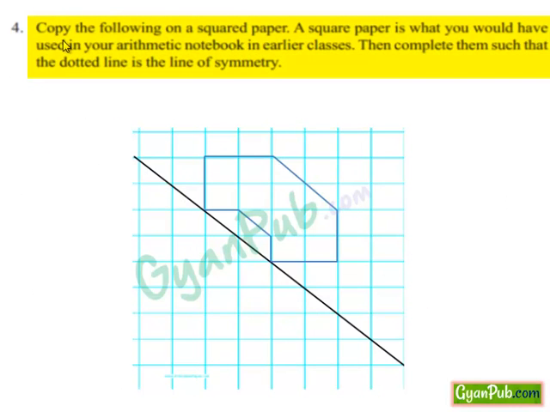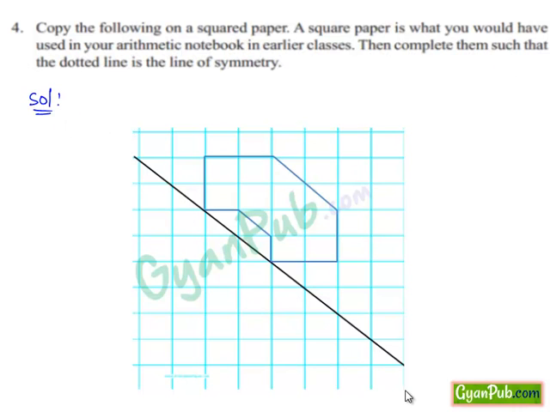The given question is, copy the following on a squared paper. A squared paper is what you would have used in your arithmetic notebook in earlier classes. Then complete them such that the dotted line is the line of symmetry. In this figure, we have taken, instead of a dotted line, a black line as the line of symmetry, and here is the figure about the line of symmetry, and they have asked us to complete the figure such that the black line will be the line of symmetry. Moving on to the solution.